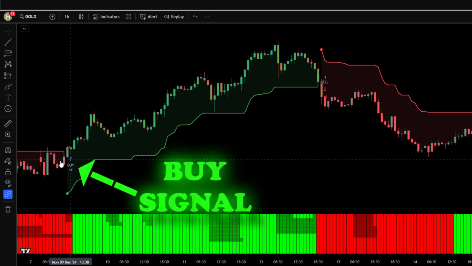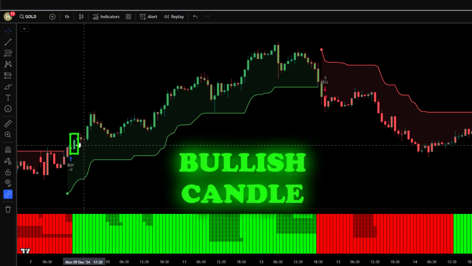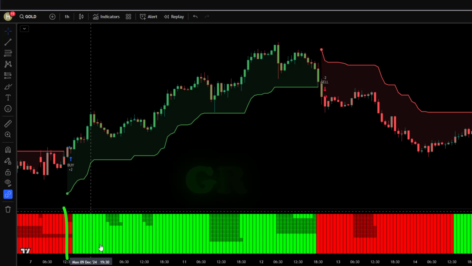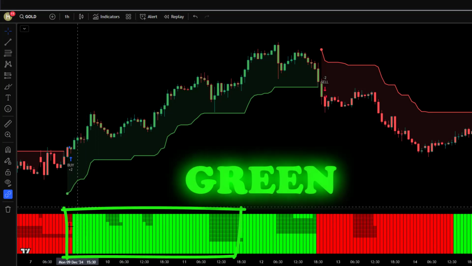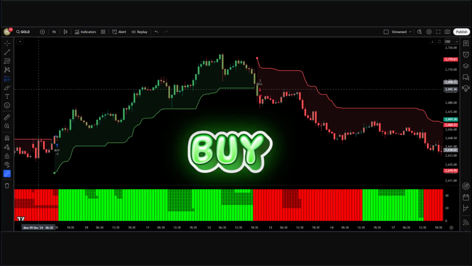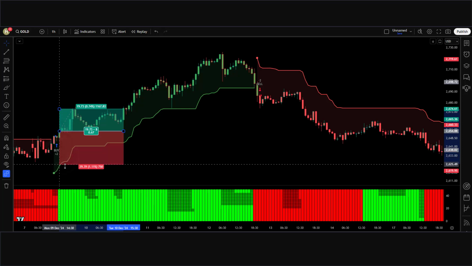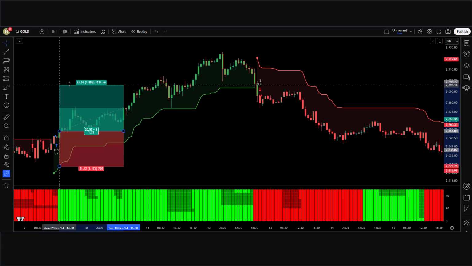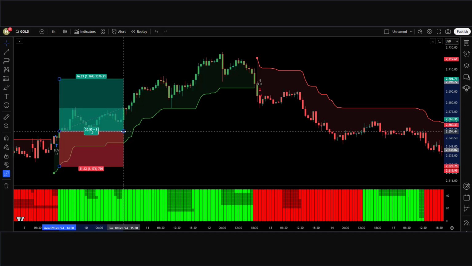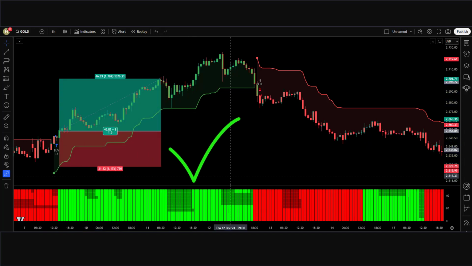When the SuperTrend Strategy indicator gives us a buy signal, when the market has formed a bullish candle, and when the ribbon color of GMC Trend Ribbon indicator is green. If this condition is fulfilled, then we will place a buy order. Our stop loss will be placed at the SuperTrend Strategy indicator of uptrend level, and the risk to reward ratio will be 1:1.5. The market has completely hit the target.